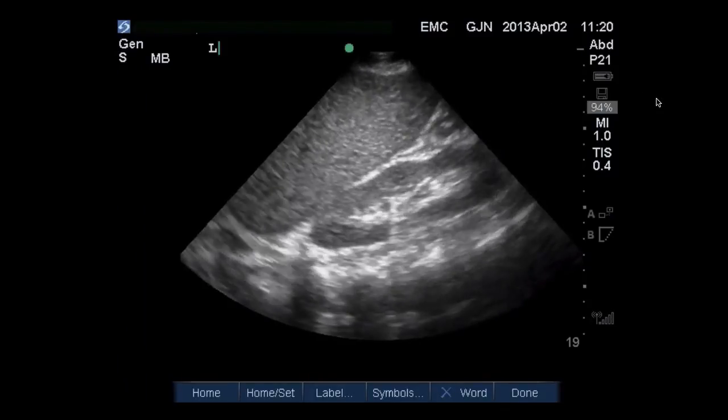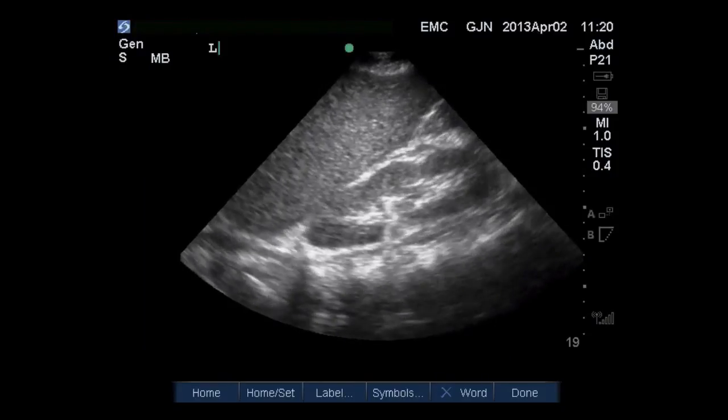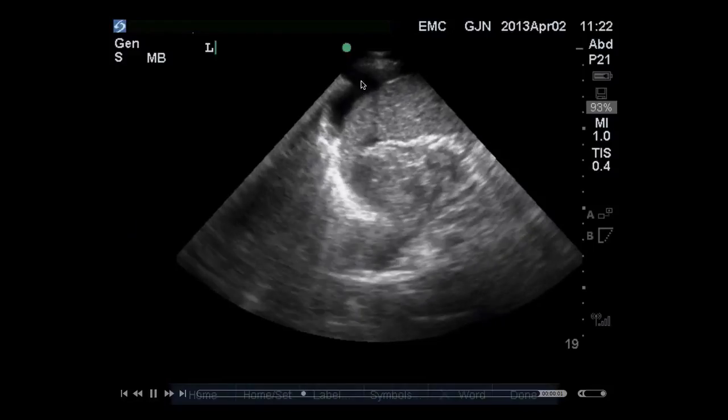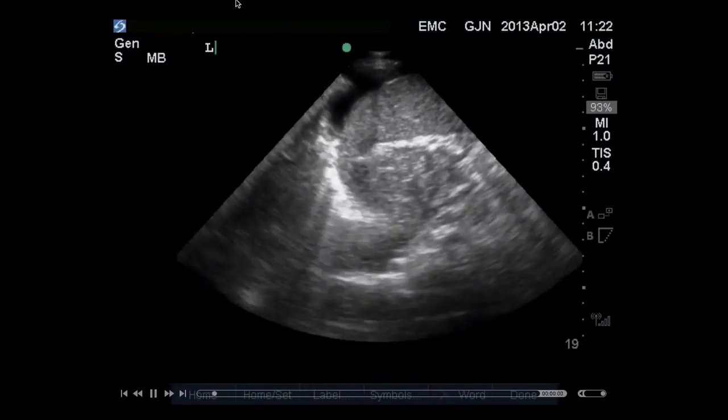But this is the left upper quadrant and you have to look in a different area. Instead of looking between the caudal tip of the liver and the inferior pole of the kidney, we have to look above the spleen, or suprasplenic. And in this image, we will see a grossly positive FAST with free fluid up here above and anterior to the spleen. The next part of the RUSH exam involves looking at the aorta.